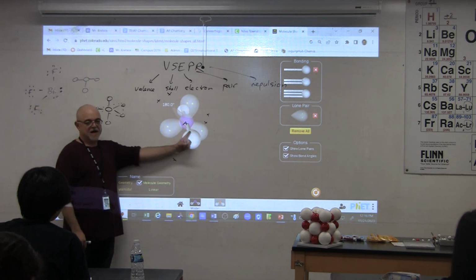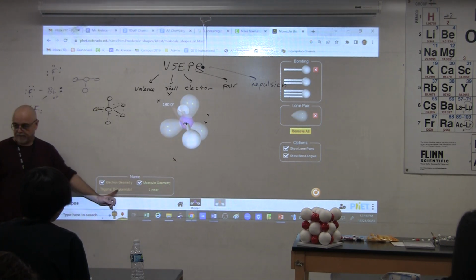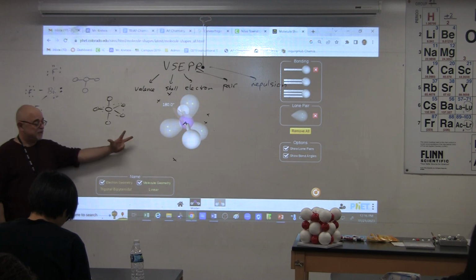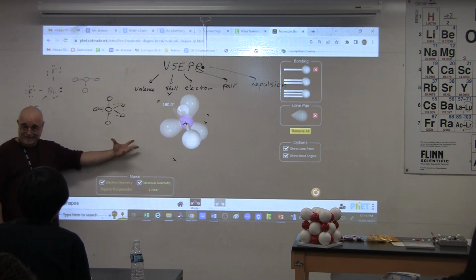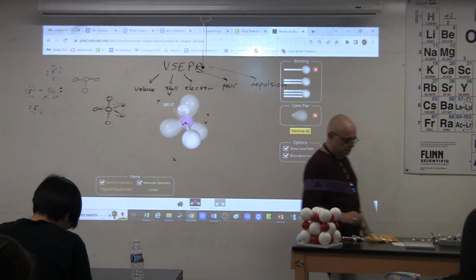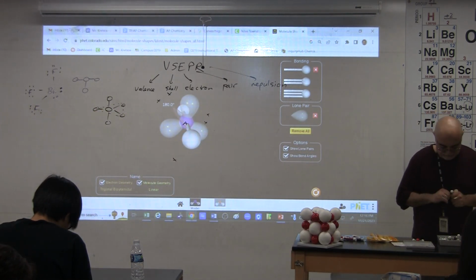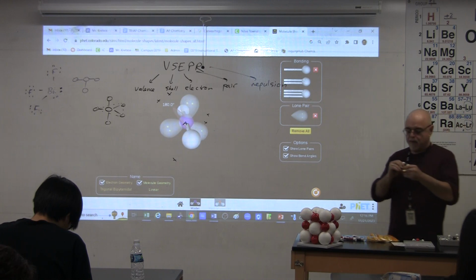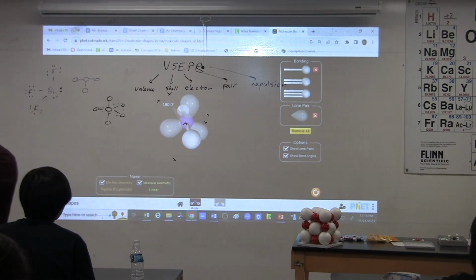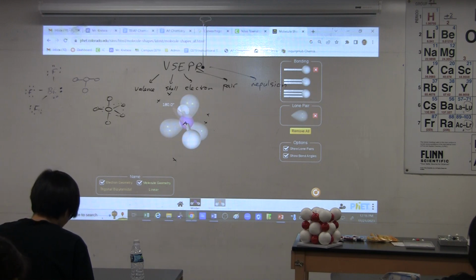Well, there are still 5 domains. The domains are still trigonal bipyramidal. But there's only 2 atoms left, and the way the lone pairs balance out, the atoms line up. It's a linear molecule. Look, they line up again. Look at that. Well, I'll be.